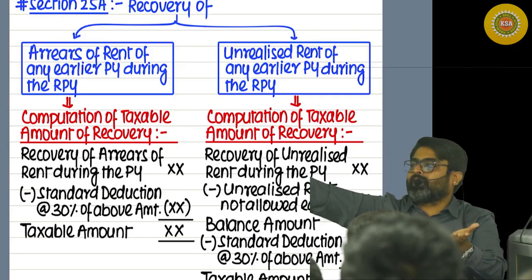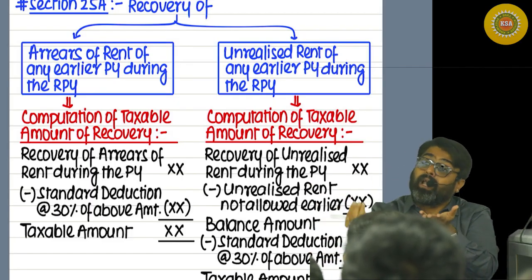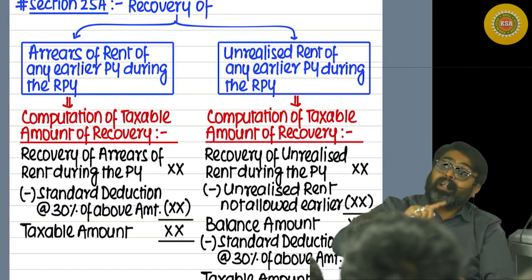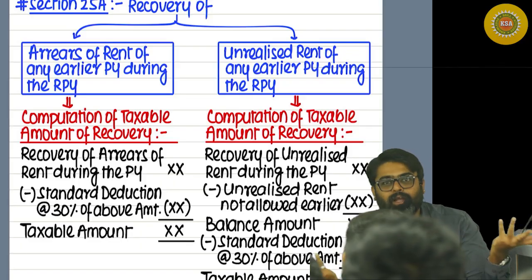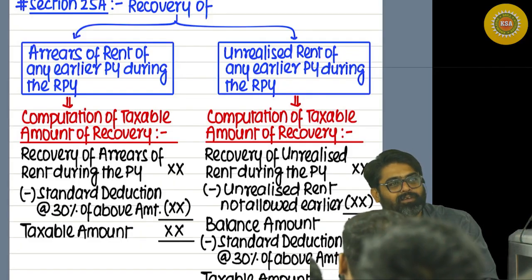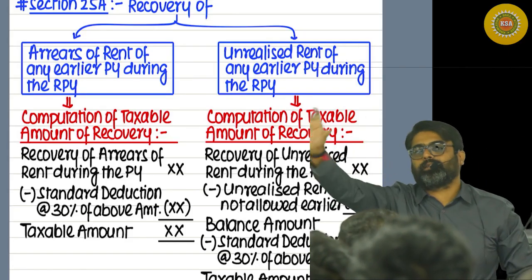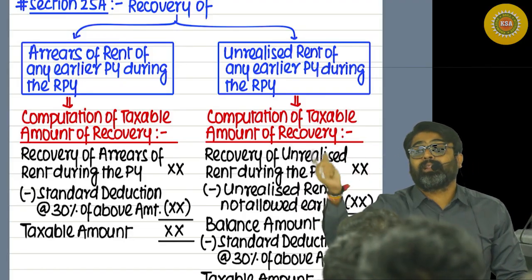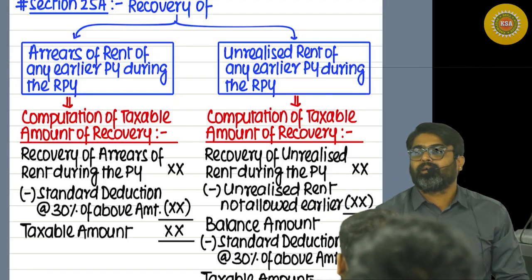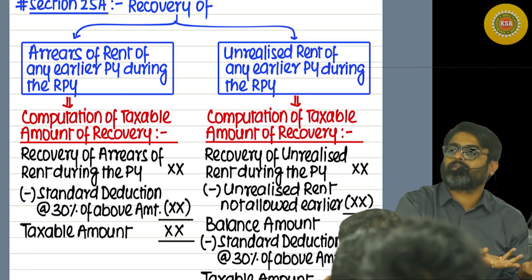If it was not eliminated from the calculation, it remained as a part of your income. On that you have already paid tax. But now if you recover it, will you again pay tax? Ignore it. Common sense, which is very uncommon. Simple. Unrealized rent shown in the calculation, not allowed as a deduction, suffered tax or did not suffer tax? Now if you recover, pay tax.